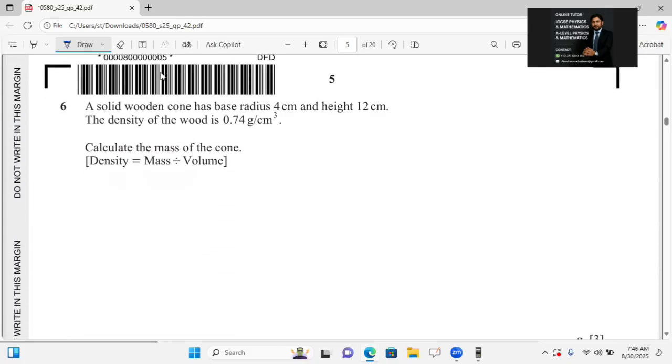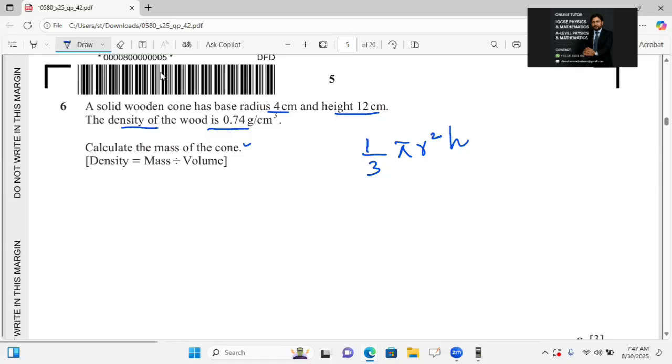A solid wooden cone has a base of radius 4 centimeter and height 12 centimeter. The density of this is this. Calculate the mass over there. So you have a wooden cone over there. We know the cone formula is 1 by 3 pi r square h for volume.